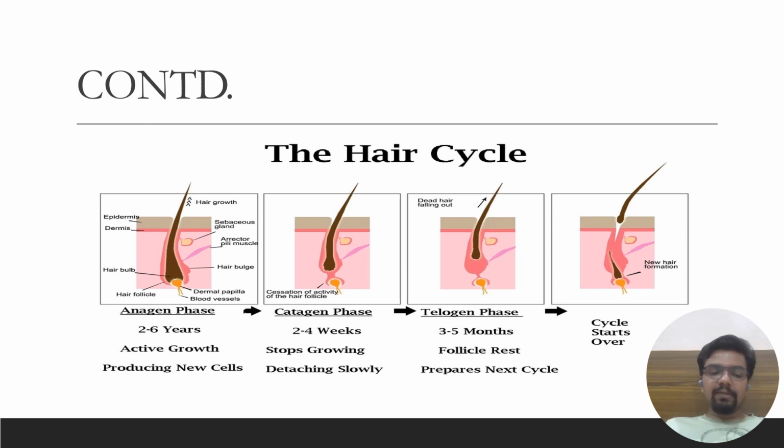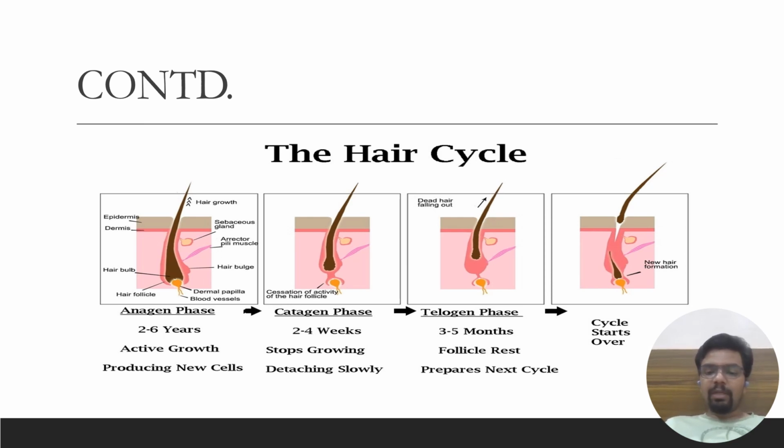So in this diagram, we can see the three phases: anagen, catagen, telogen. In case of anagen, the dermal papilla and the blood vessels are attached to the hair bulb. And in case of the catagen phase, there is a cease of activity of the hair follicle, and the hair follicle basically detaches from the hair bulb itself. The dermal papilla detaches itself from the hair bulb, which we can see in the diagram.